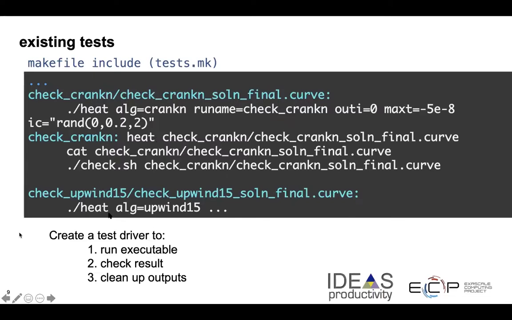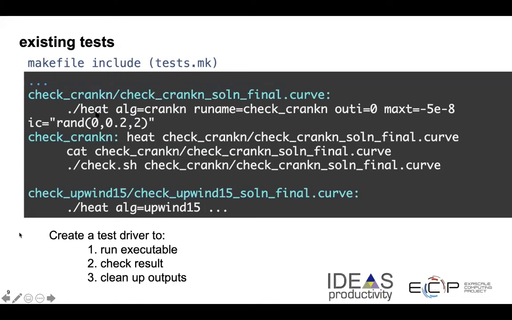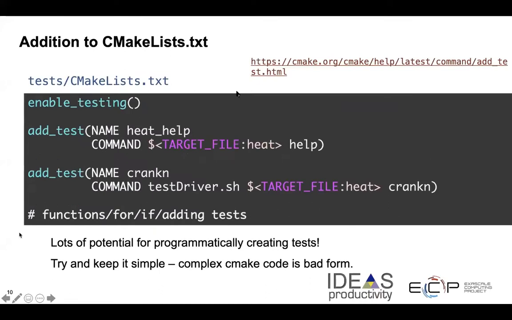If we switch this over to CMake, then we'll be creating a test driver to run the executable, check the result, and clean up the outputs. You can do that with CMakeLists rather than building a target, which is the final output, and then manually executing. You can enable testing inside of CMake, and then add a test, which is called heat_help, to run the program heat with the help option. We can add another test that's crank_n that's running heat with the crank_n. And we'll also want to execute the comparison of the final output.